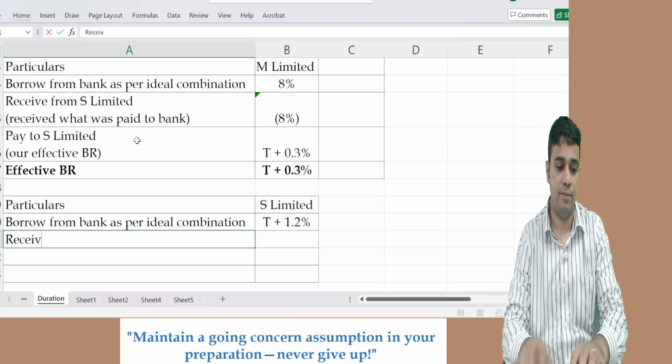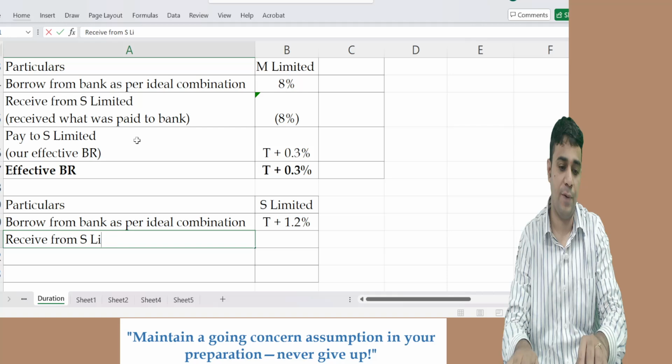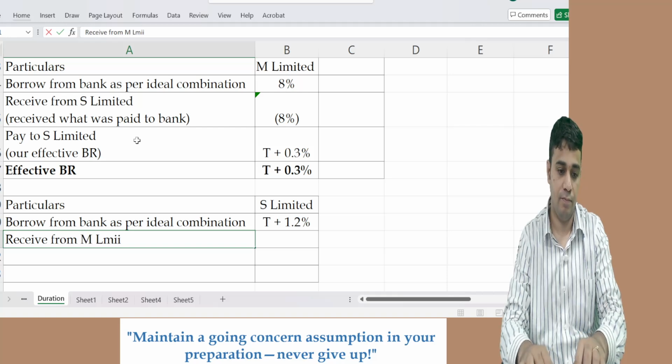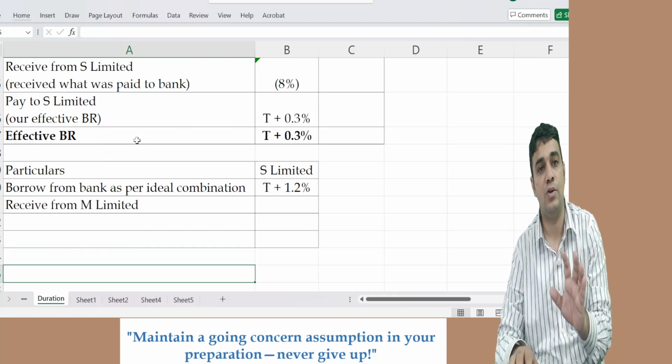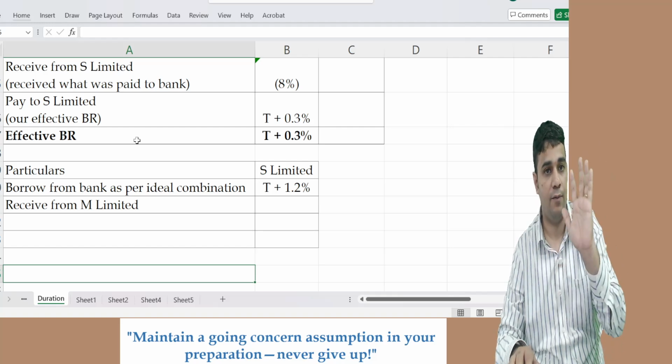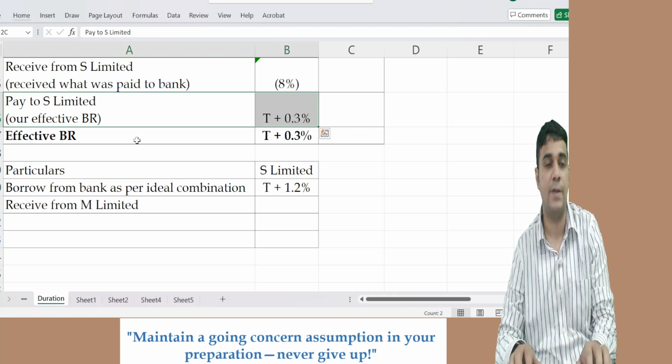Receive from S limited. So receive from M limited. Now listen, what you will receive is not the same as the earlier one. First company we are done. Receive from M limited because they are going to pay T plus 0.3.